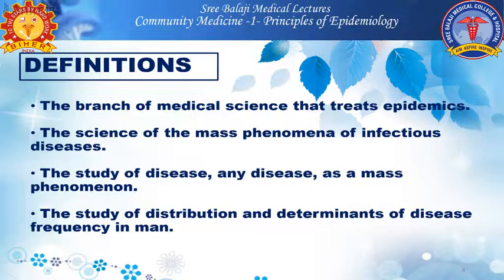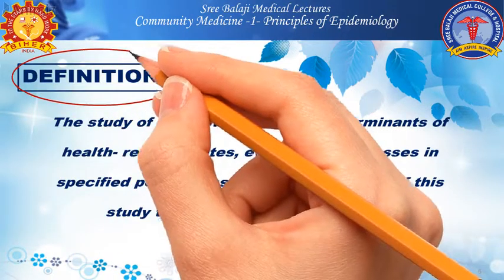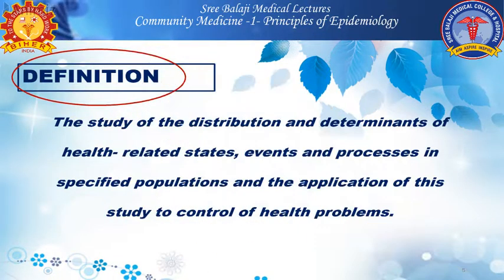As I told you, there are various definitions given for epidemiology. The branch of medical science that treats epidemics, the science of the mass phenomena of infectious diseases, the study of diseases as a mass phenomena, the study of distribution and determinants of disease frequency in man. So to sum up, we have the definition of Sir John M. Last, which reads the study of the distribution and determinants of health-related states or events and processes in specified population and the application of the study to control of health problems.